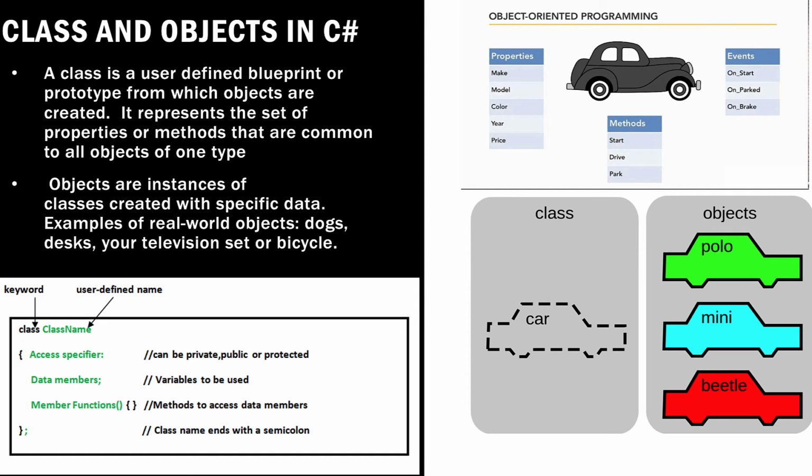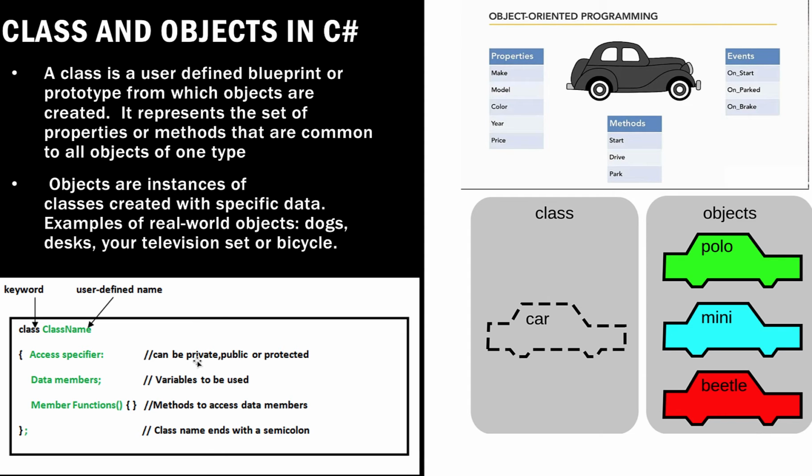A class is a user-defined blueprint or prototype from which objects are created. It represents the set of properties or methods that are common to all objects of a type. While on the other hand, you have an object. An object is basically an instance of a class. It's created with specific data. Examples of a real-world object could be a dog, a desk, a television set, or a bicycle. But we're going to be using a vehicle or a car as an example to illustrate our points.